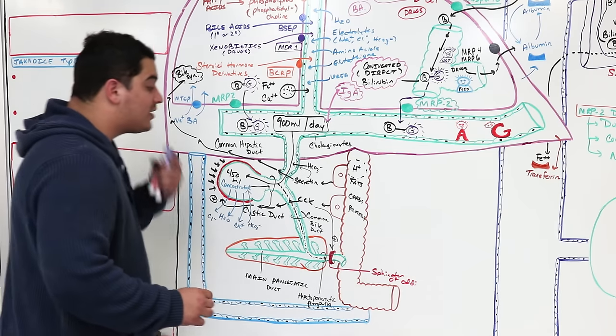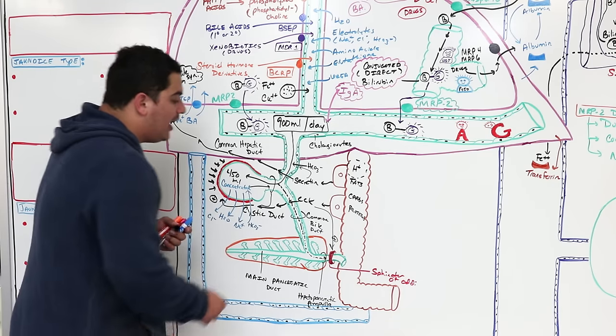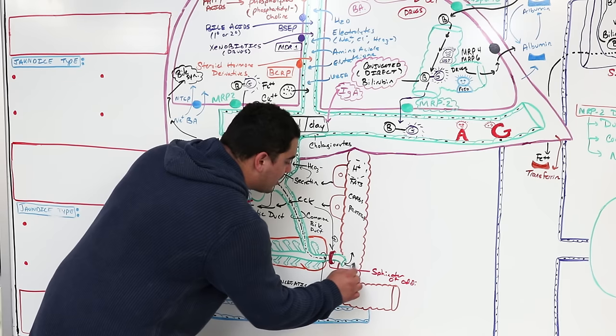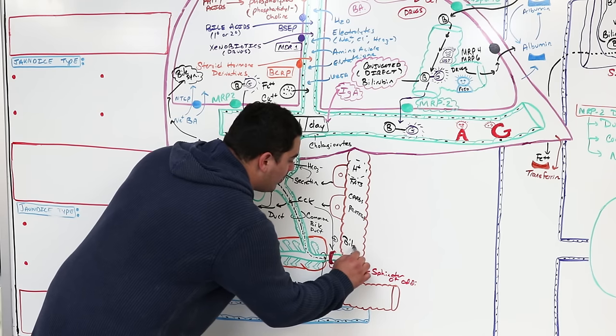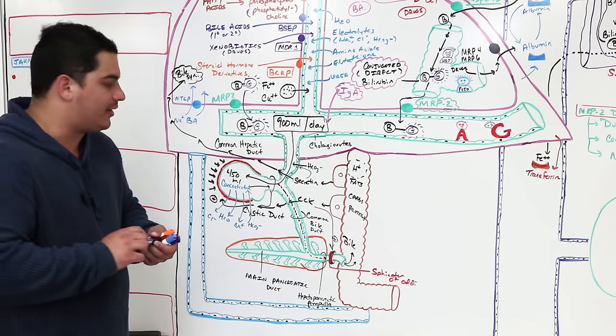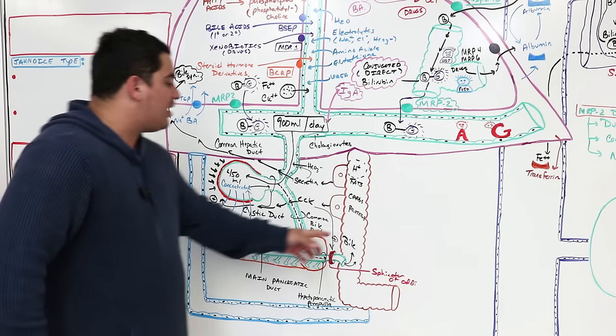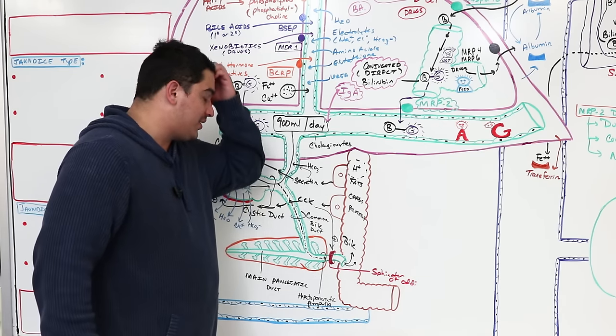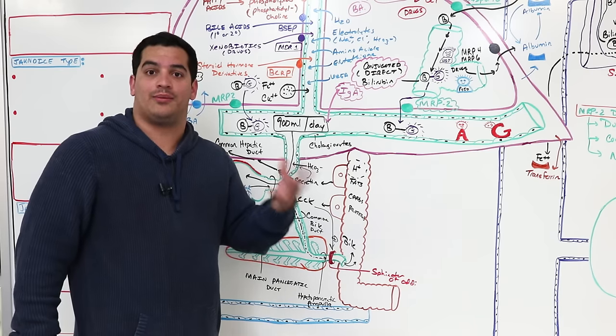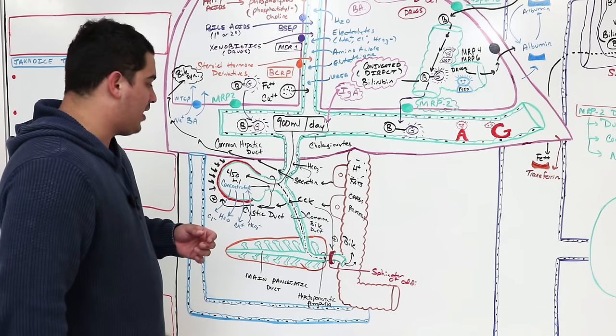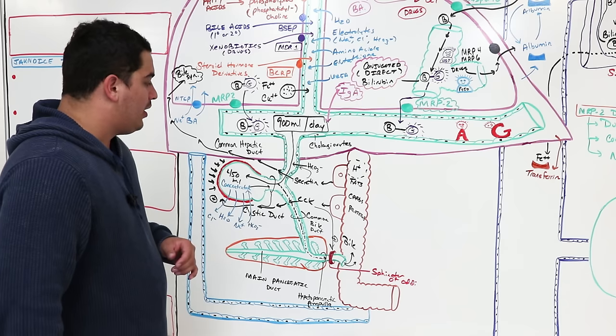Oddi, causes it to relax. When it relaxes, guess what starts coming out? Bile, and a lot of it. And that bile is gonna mix with a lot of these intestinal substances and help to aid in the digestion and the absorption of these different types of substances, okay? So that's important to remember.